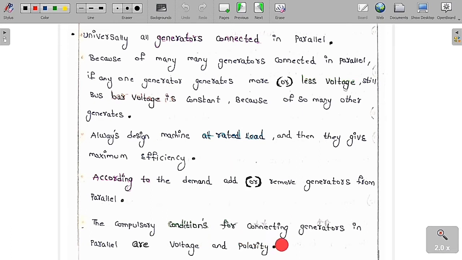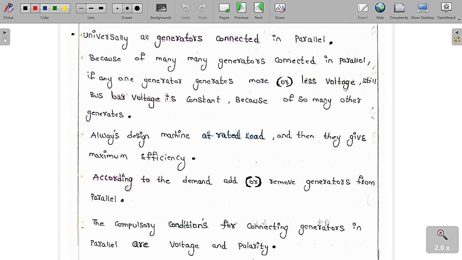The conditions for connecting generators in parallel are voltage and polarity. The compulsory conditions are that they should have the same amount of voltage generation and the polarity of the connection should also be the same. These are the two conditions that must be met before connecting generators in parallel.